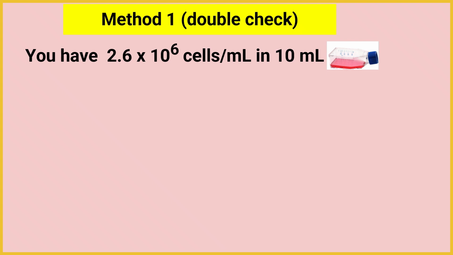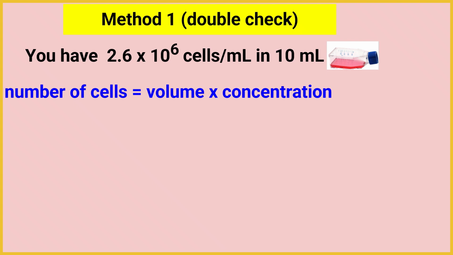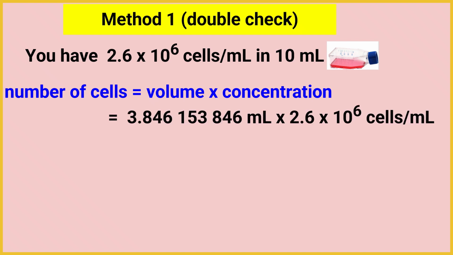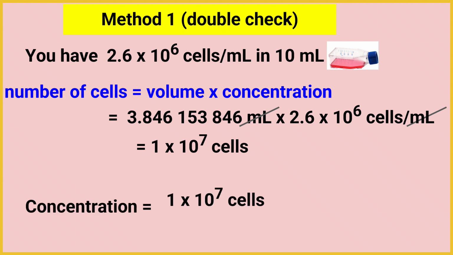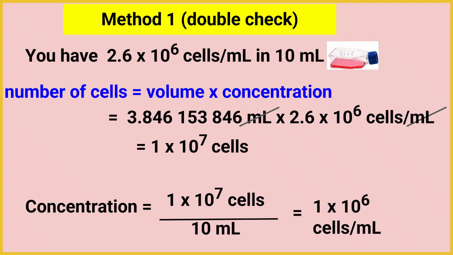Let's do a quick double check of method 1. Recall that we originally had 2.6 times 10 to the 6 cells per milliliter in a total volume of 10 milliliters in the cell culture flask. Let's use the equation number of cells is equal to volume times concentration. We see that 3.8 milliliters of that original cell suspension contains 1 times 10 to the 7 cells. And 1 times 10 to the 7 cells in a total volume of 10 milliliters has a concentration of 1 times 10 to the 6 cells per milliliter.